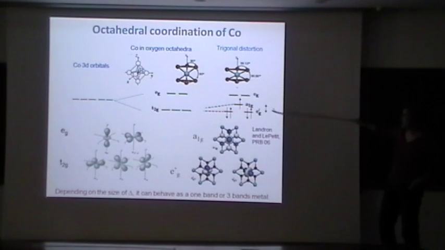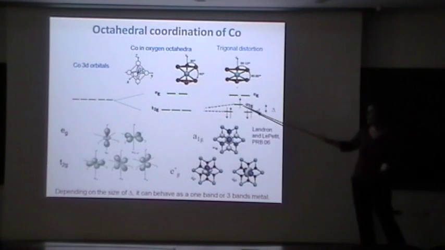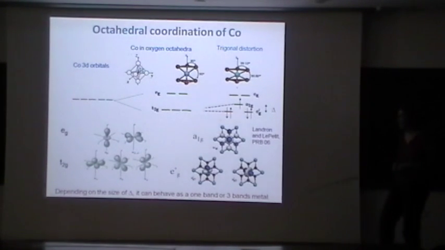And of course, depending on this value of delta, you could have quite different limits. If it's very large, then you can completely forget about this orbital degree of freedom. You have basically a half-filled band, a situation that is very simple, and that will be also very similar to the cuprates, for example. You could expect this state to be somewhat insulating.